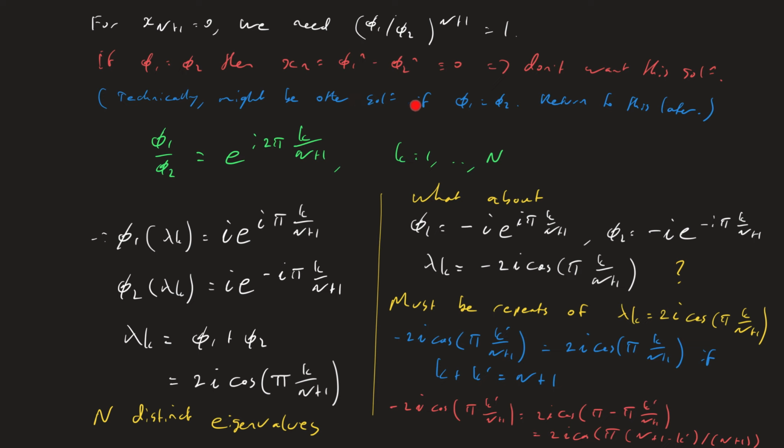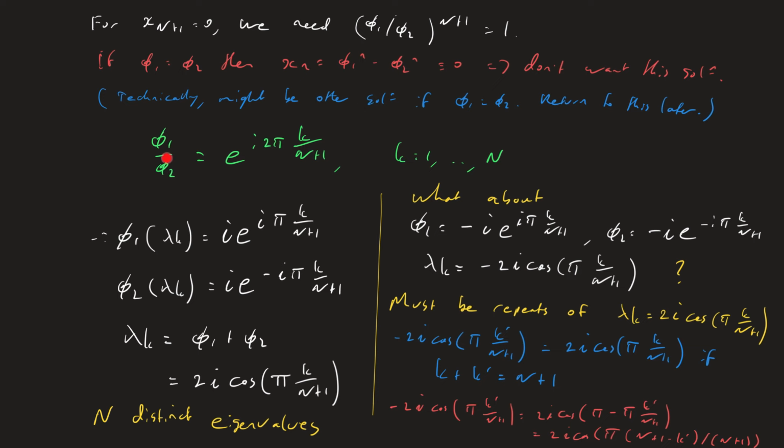Technically, there's an additional complication. If phi 1 equals phi 2, then there might be another solution to the finite difference equation, and we'll return to this later. It turns out that there's not, and these are all the solutions. For each value of k equals 1 to big N, we want to find a lambda such that this is true.